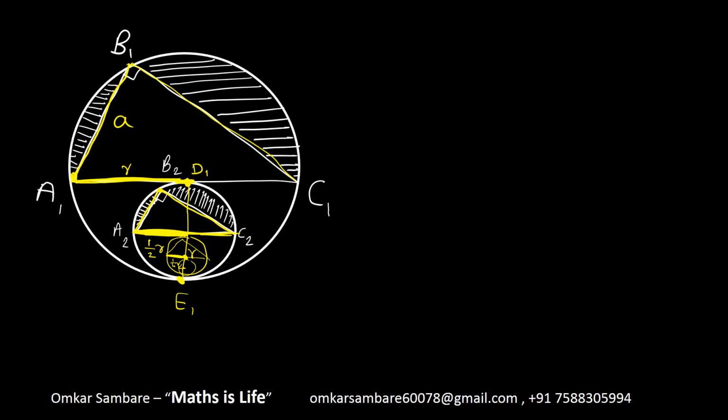Suppose this side A1B1 is A, then A2B2 will be A by 2, because all sides are in proportion. So if A1C1 is getting halved, A1B1 and B1C1 will also get multiplied by half. So A2B2 will become A by 2, then A3B3 will become A by 4, then A4B4 will become A by 8, and like this it will continue.